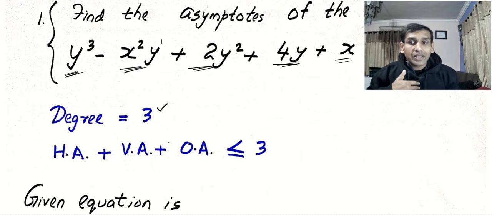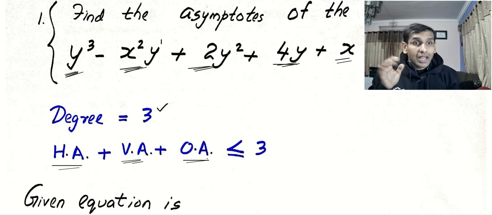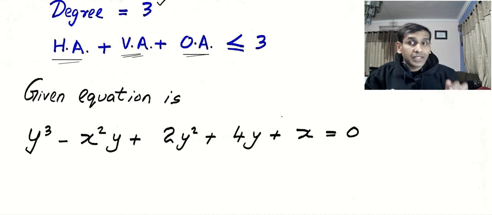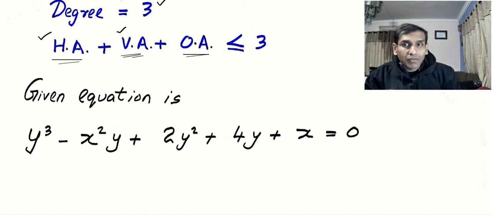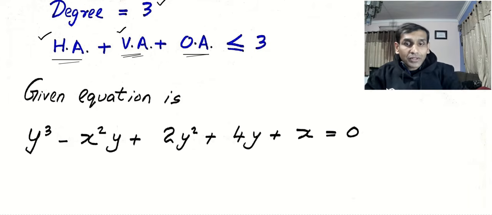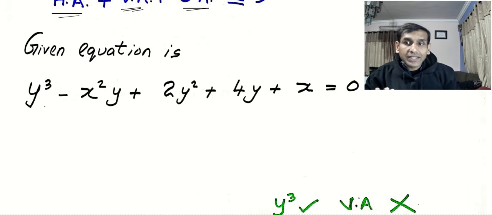Now I know that the number of horizontal asymptotes plus vertical asymptotes plus oblique asymptotes will never be more than 3. I'm sure that I will not get 4 asymptotes in this problem. Our job will be, first, to check whether it has horizontal or vertical asymptotes. Because if horizontal plus vertical add up to 3, then you don't have to worry about oblique. Oblique will not be there. And for that there is a test, and the test is very simple.